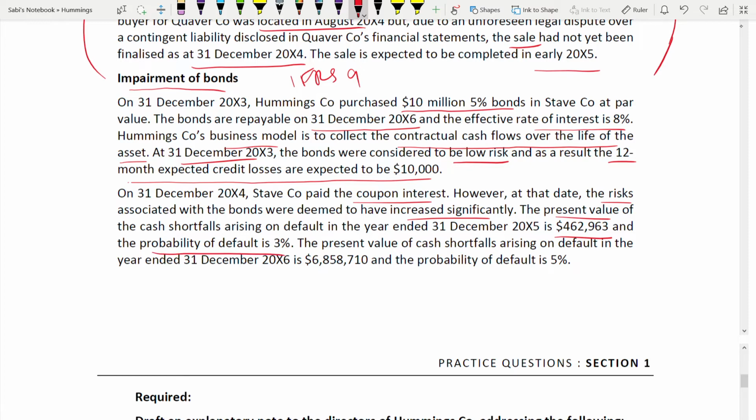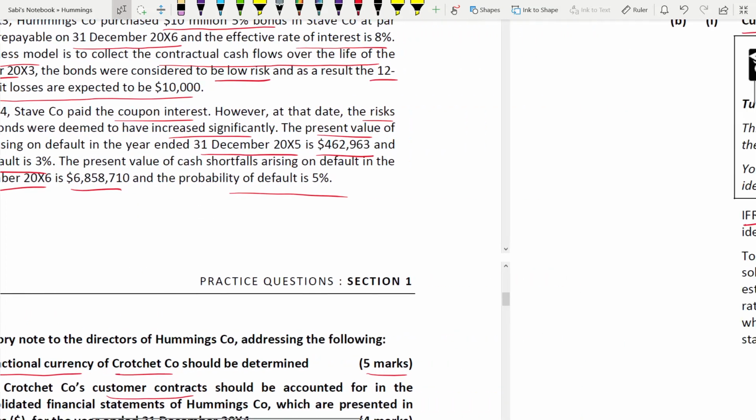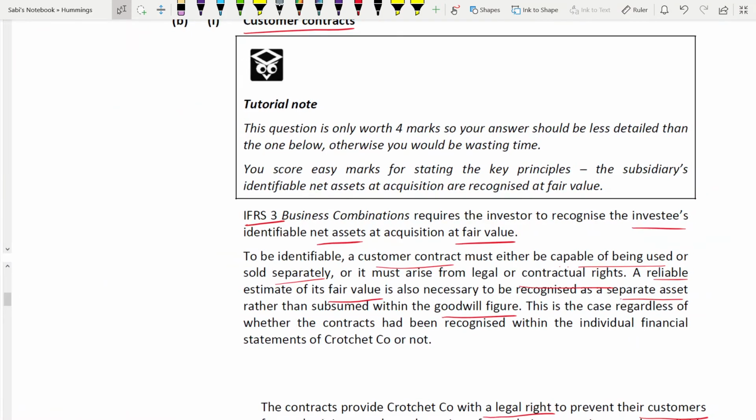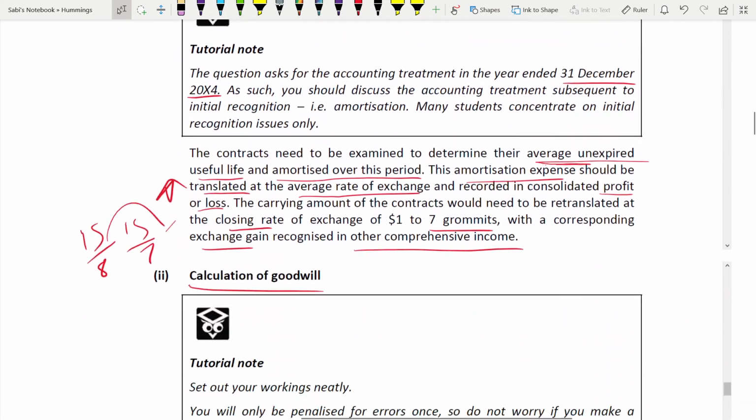Okay, this is for 31st December 2005. For 31st December 2006, this is the present value of the cash shortfall and the probability of default is 5%. It increased, and this also increased very significantly from 462,963 to 6,858,710. Even the probability of default increased. Okay. This is a new type of question, and I've not done a question like this with you.